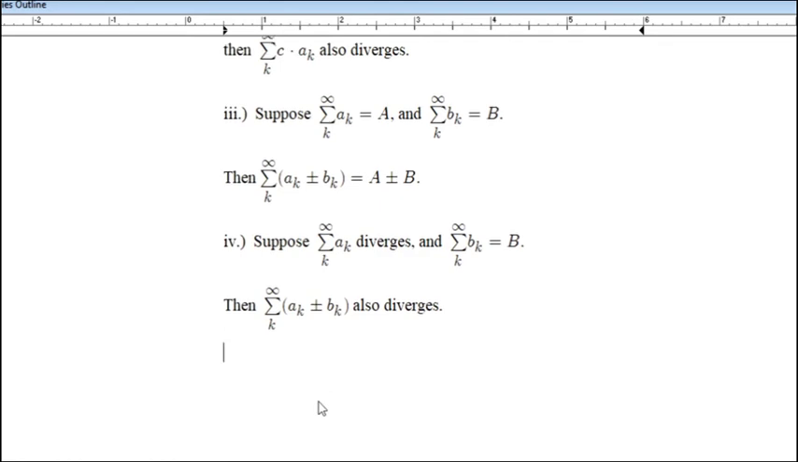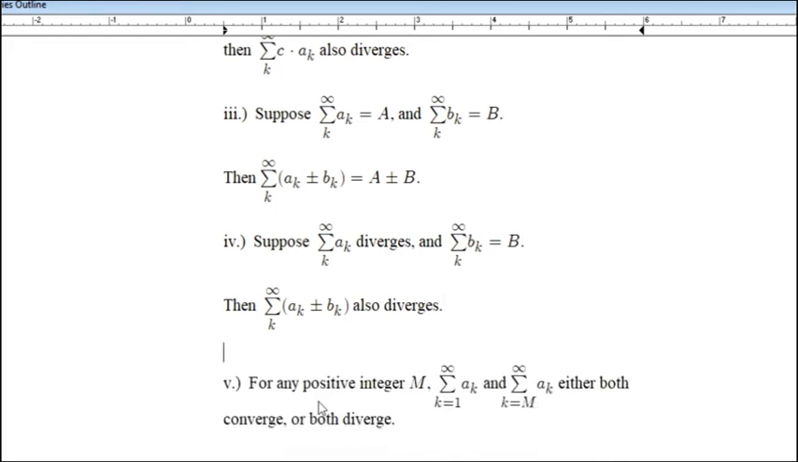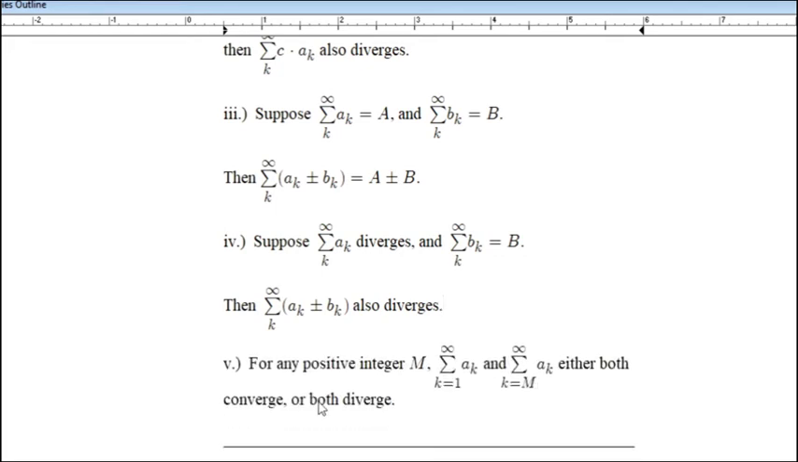And if we bring into view our fifth and final property, it should be coming up here. The fifth and final property states that for any positive integer m, m is going to play this role of a positive integer. The series given by k equals 1 to infinity for a sub k and the series from k equals m to infinity for a sub k either both converge or both diverge.